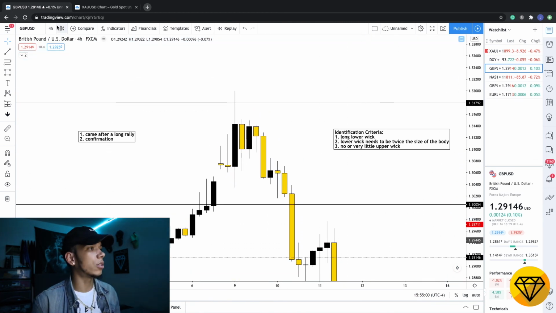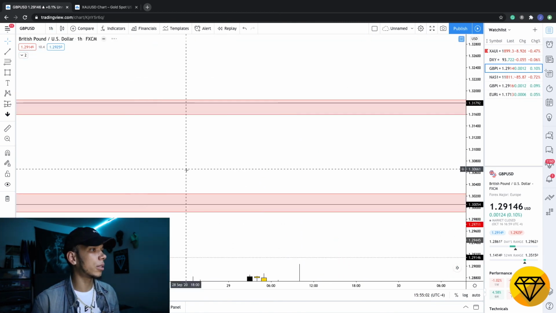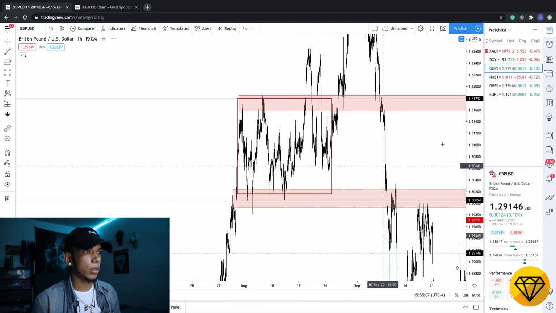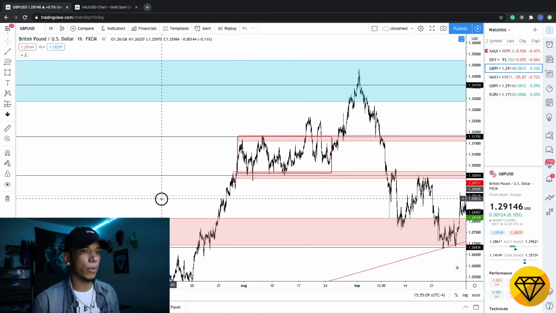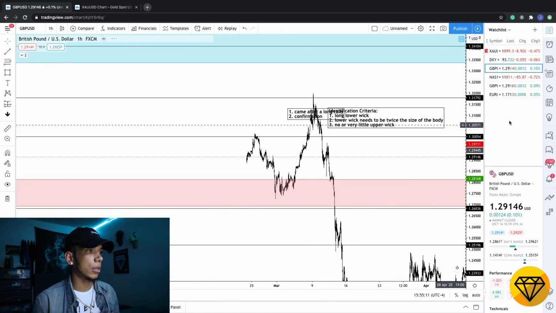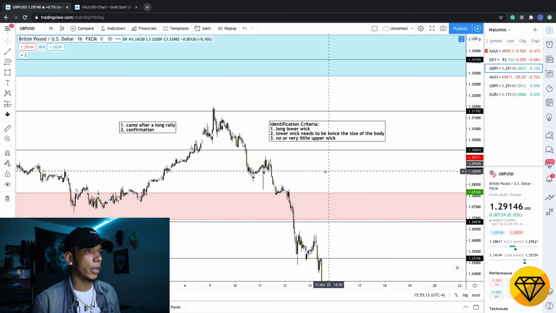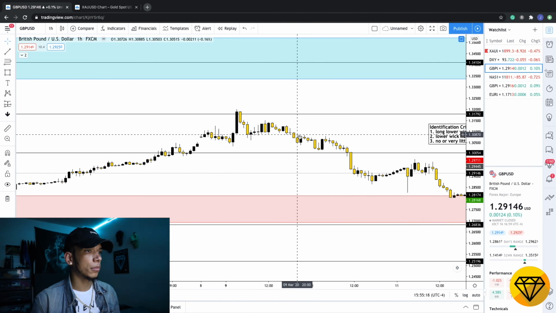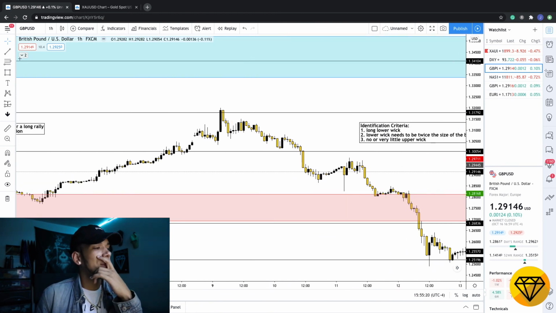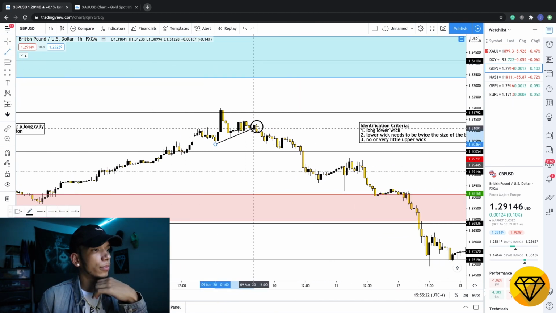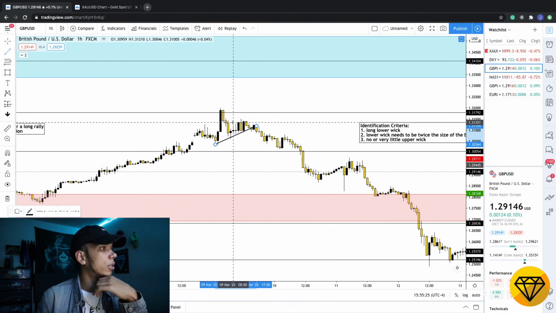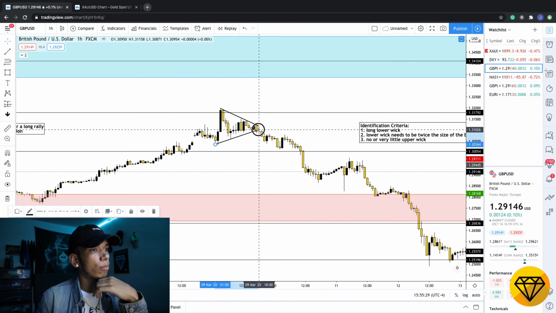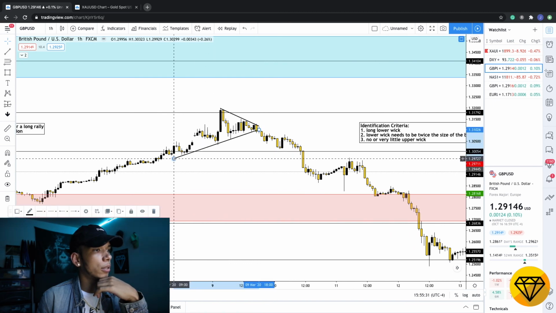This kind of looks like a triangle formation if I go to lower time frames. Let's see if I can find where I was. I hate when this does that. I think we were right here. We have kind of a wedge, a wedging chart pattern, until price finally broke out of said wedge.